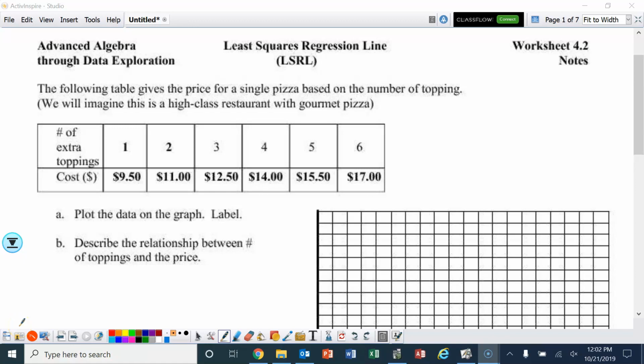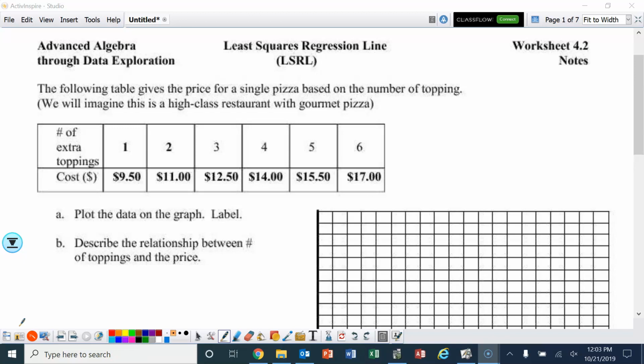Hello, ladies and gentlemen. We are going to do lesson unit 4, lesson number 2. We're going to talk about least squares regression line and using the calculator. And you are really going to have to listen carefully, and if you have to rewind this video and watch it again, please do so.